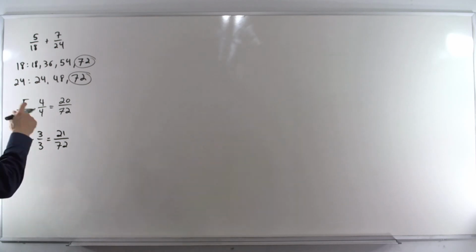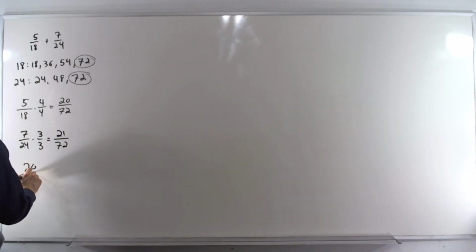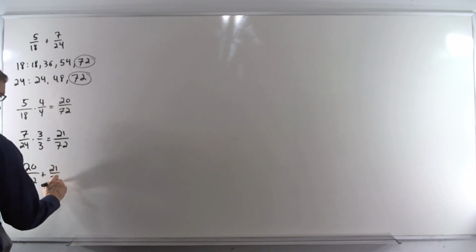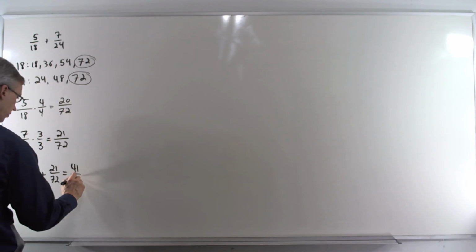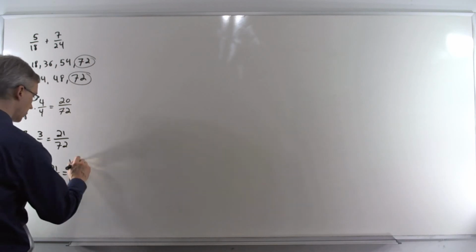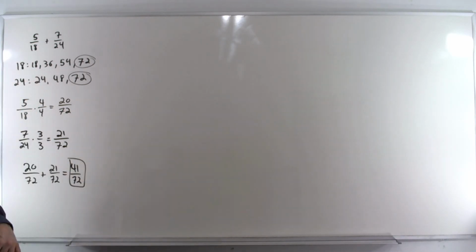Now we're going to combine those. So we got 20 over 72 plus 21 over 72. And that gives us 41 over 72. And since that fraction cannot be simplified, we are done. Your turn, number 3.